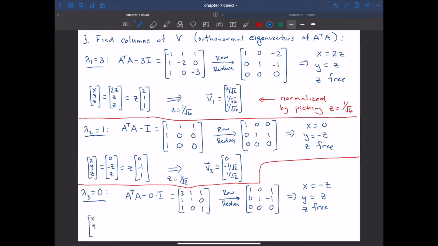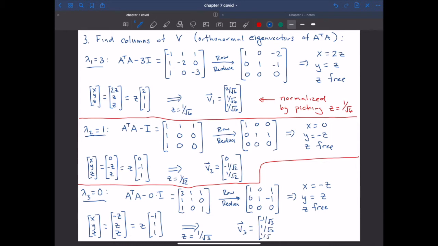Okay, so we take our eigenvector x, y, z, and make the replacements that we can make, so we get negative z up here, z here, and then z here. So we get negative 1, 1, 1 when we pull the z out. And again, if I want to normalize, I might as well take z to be equal to, say, 1 over rad 3. I think that will do it for us. So that tells me that my v3 vector is negative 1 over rad 3, 1 over rad 3, and 1 over rad 3.